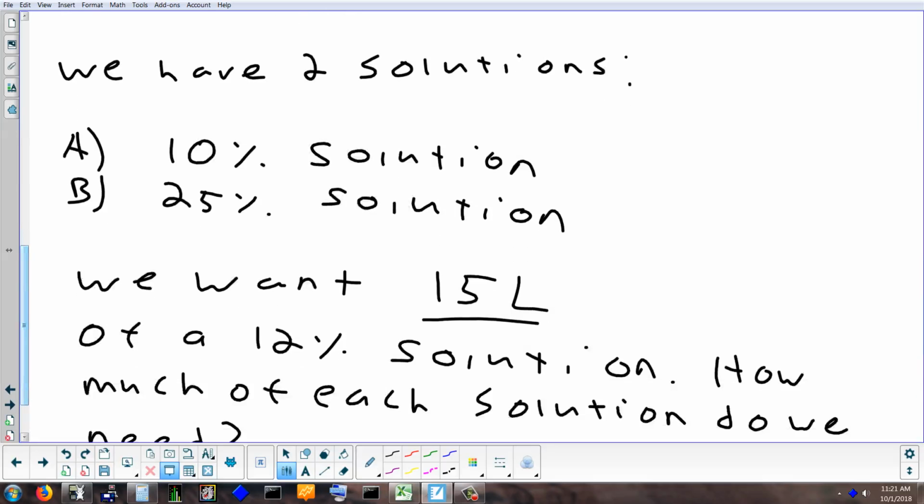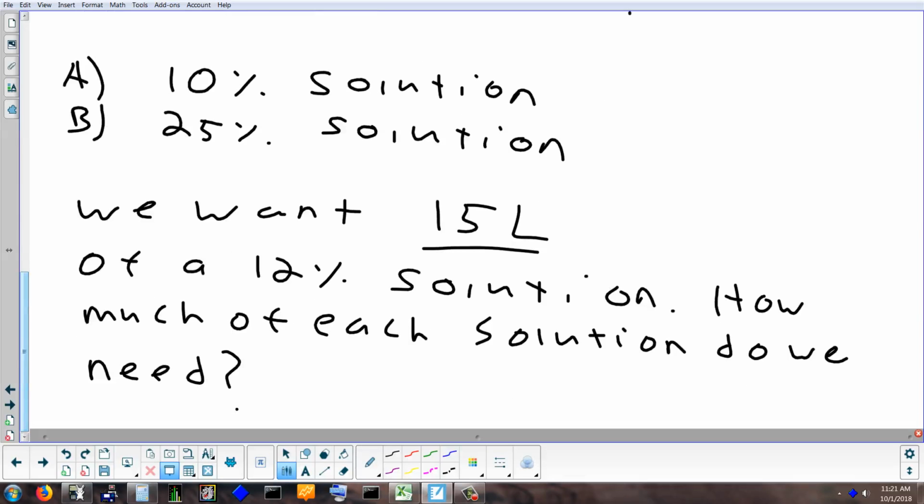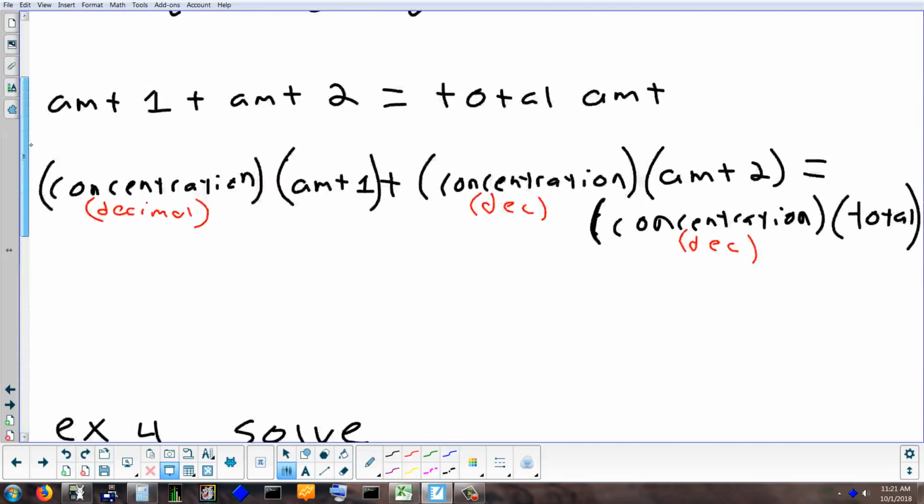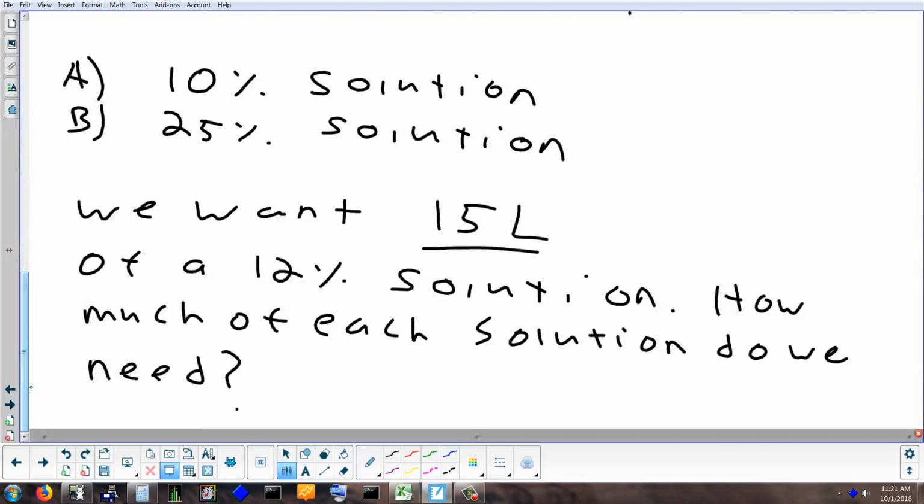So I said you can use X and Y. For this problem, I might just use A and B to represent amount 1 and 2, because the solutions are already labeled as A and B, so that'll keep things simple. All right, so let's start with our equation for the total amount. Let A represent how much of solution A we're going to use, and let B represent how much we need for solution B. So what did it say in the problem? When we add those up, we want how much? 15 liters, yep.